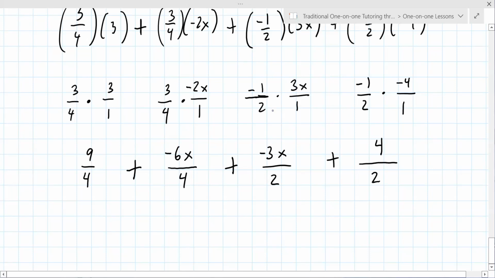Is the multiplication step okay? Clear? Yeah. Okay. So now we're going to combine like terms.